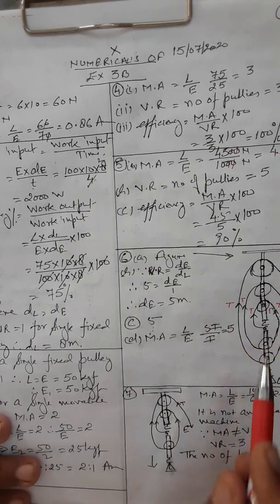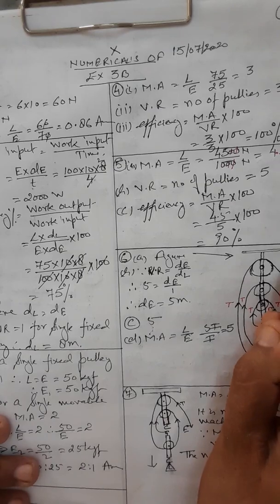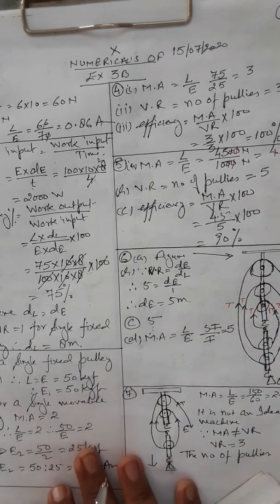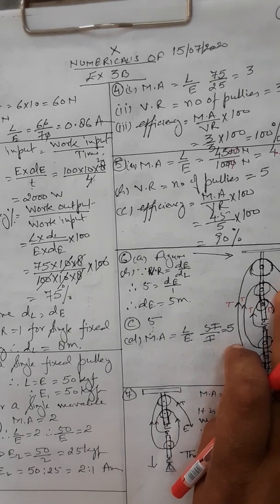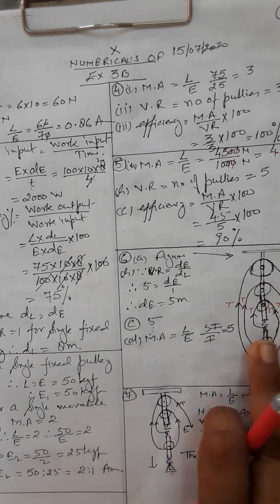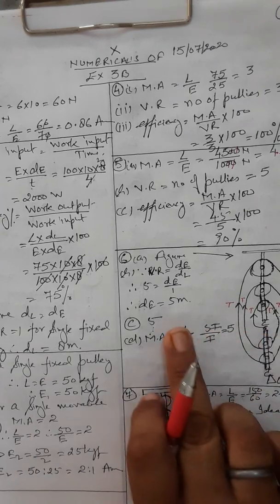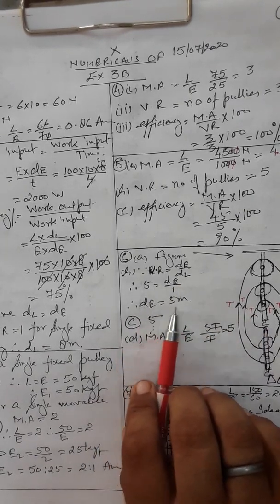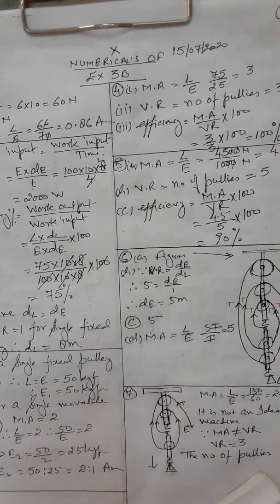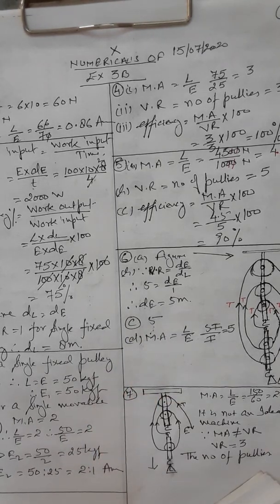1, 2, 3, 4, 5 pulleys are supporting the load. 5 tensions. The 6th tension is equivalent to effort, so it is not counted. So 5 tensions, that is 5. So VR is equal to D upon DL, so VR is equal to 5. In part C, state the number of strings supporting the load: 5. Mechanical advantage is load upon effort, L upon E, 5T upon T, it is 5.